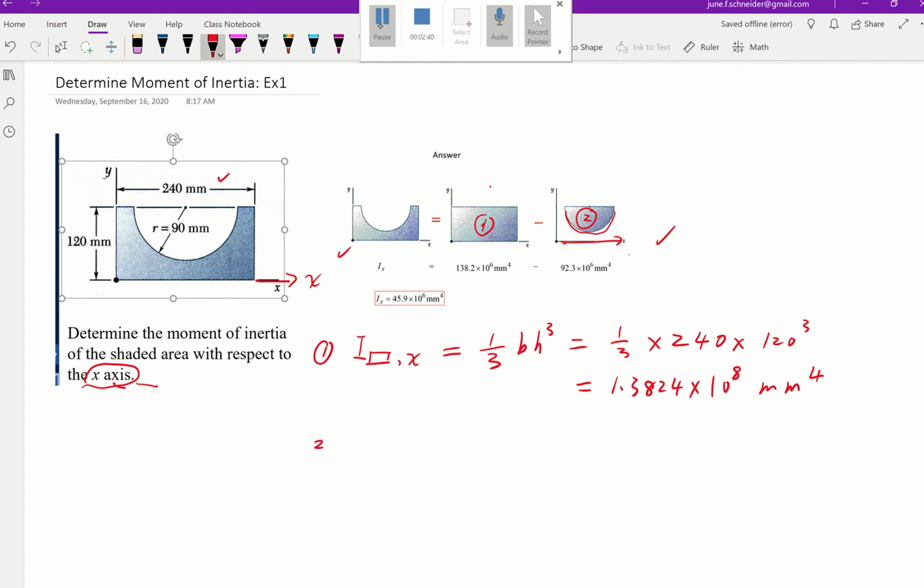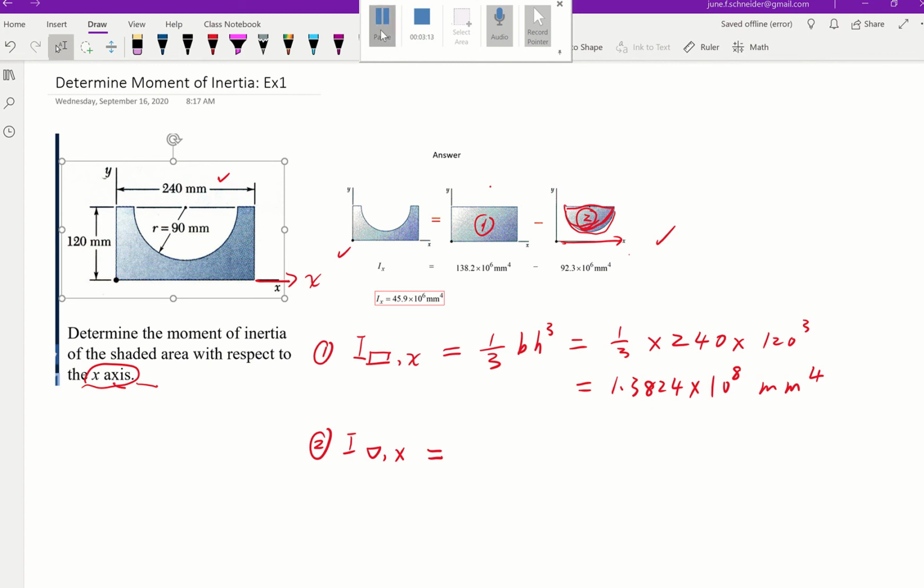Now the second step is we're going to solve I of the semicircle with respect to this x-axis. And like we talked about earlier, this is a suspended semicircle, like it's floating above the x-axis. So immediately we were thinking, how about we use the parallel axis theorem, right? Because we do know a few things. We do know the semicircle moment of inertia regarding its base, do we?